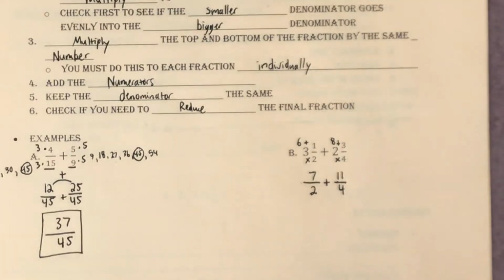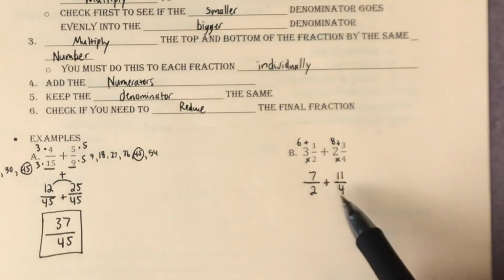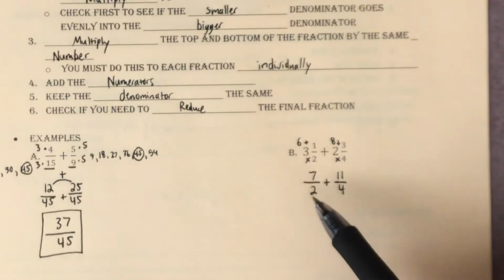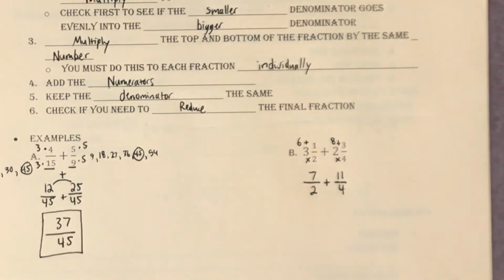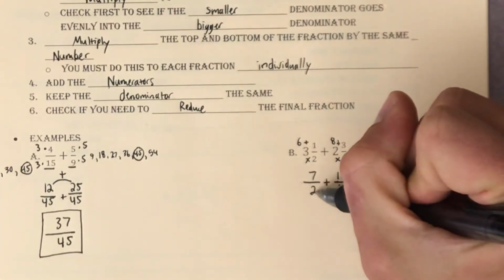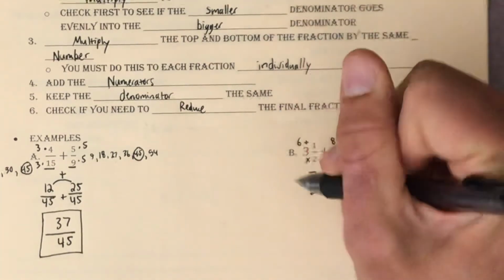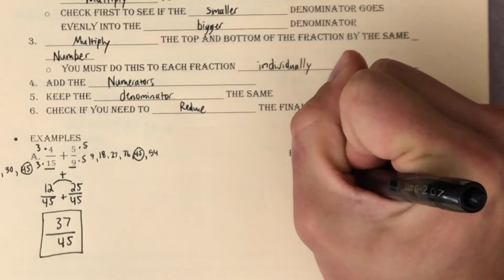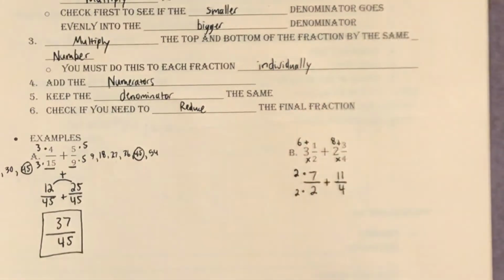So we're looking for the smallest number they both go into. A good thing to check first is to see if the smaller denominator goes evenly into the bigger denominator. So does 2 go evenly into 4? Yes, it does. So that's an indication to me that I only need to change this first fraction. The second one gets to stay the exact same. Right? So what do I need to multiply 2 by to get to 4? Well, that's 2 times 2, which means that I also have to multiply the numerator of this fraction by 2.